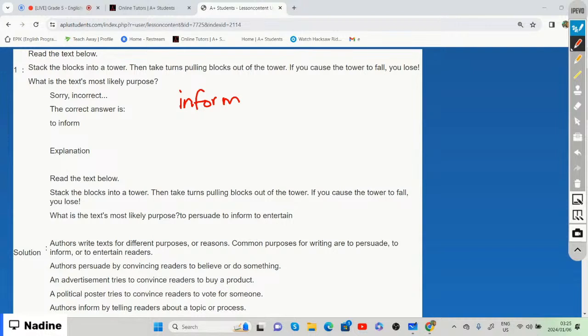And of course, this is a game. I'm not sure what the name of the game is, but it's where you stack the blocks into a tower. Then everybody takes a turn to pull out one of these rectangular blocks. And then if the tower falls, you basically lose. So they're basically informing you as to what you need to do. So this text is to inform.